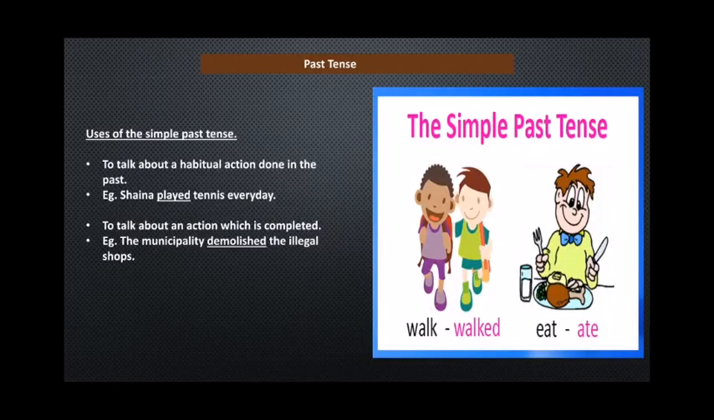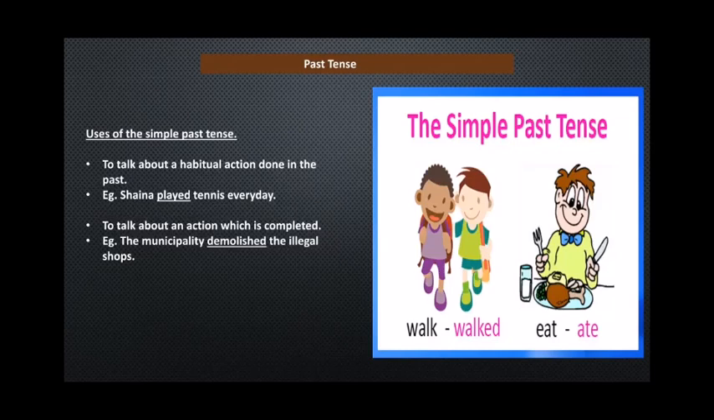Now we will begin with the past tense. First is the simple past tense. Let's see the uses of it. First, to talk about a habitual action done in the past. Example, Shaina played tennis every day. So played is the past tense.